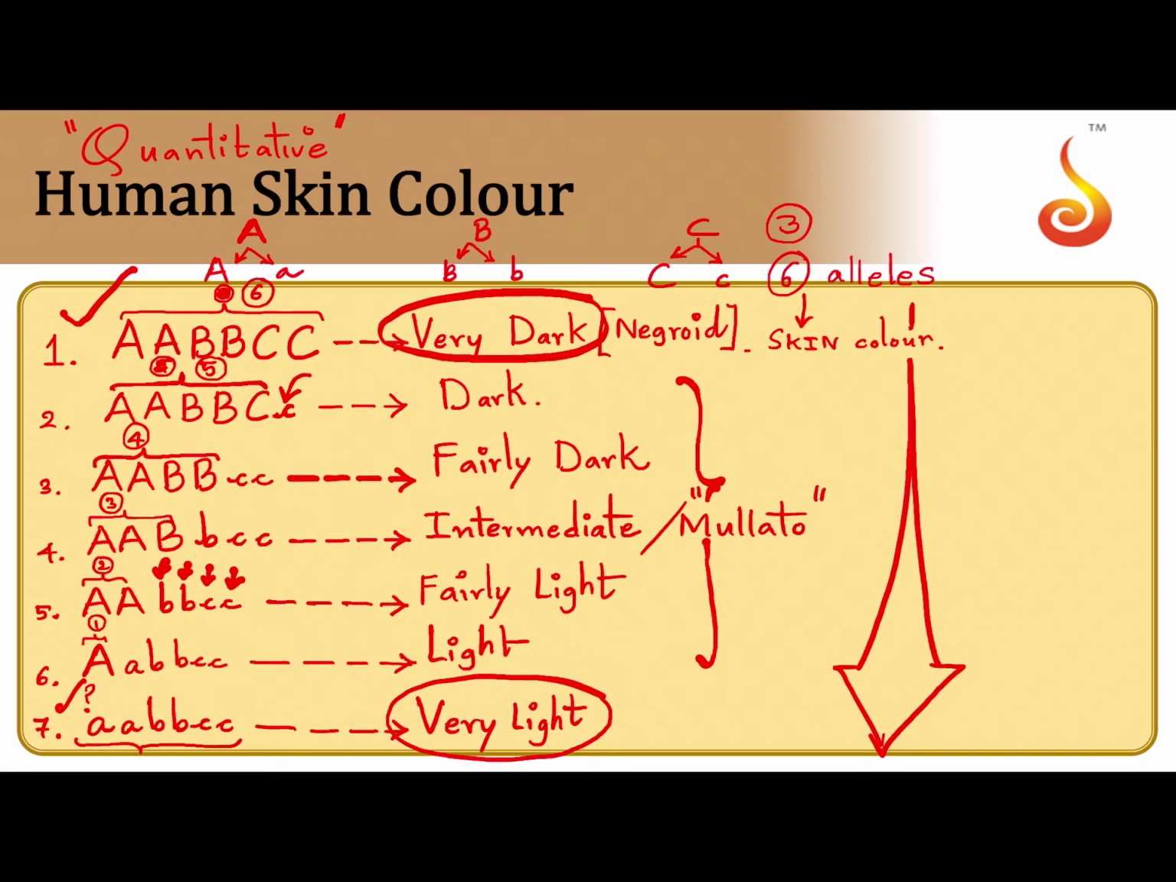This is how the number of genes is what determines the variant of that particular character, the phenotype or the trait of that particular character. As a result, whenever number is involved, we say that this type of inheritance is quantitative inheritance. And like I told you, three genes and six alleles are controlling the same character. That's why it is said to be polygenes or multiple genes or cumulative genes in nature.